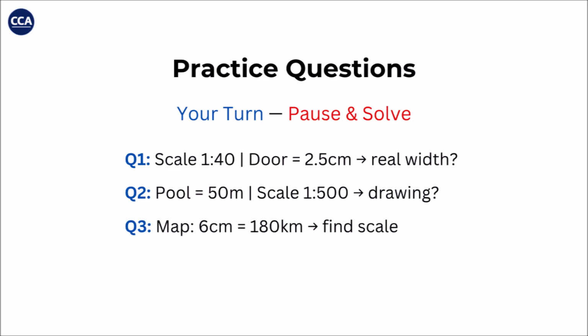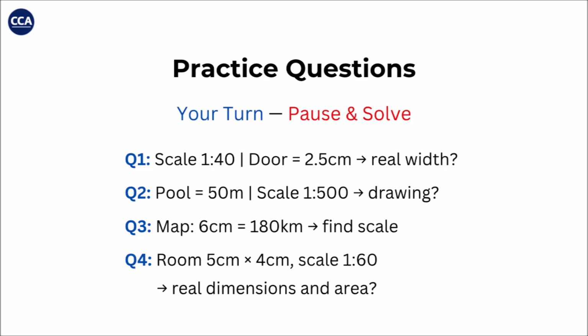Question 3. On a map, 2 airports are 6 centimeters apart. The real distance is 180 kilometers. What is the map scale? Question 4. A living room on a plan measures 5 centimeters by 4 centimeters. Scale is 1:60. Find the real dimensions and real area. Pause now.